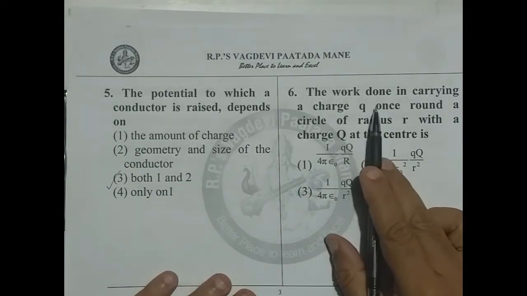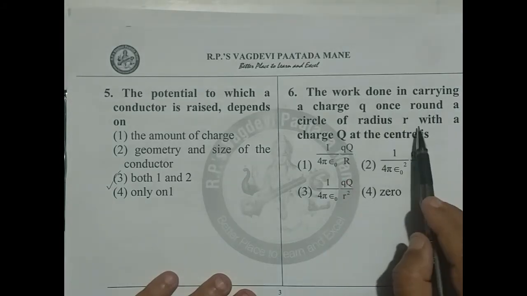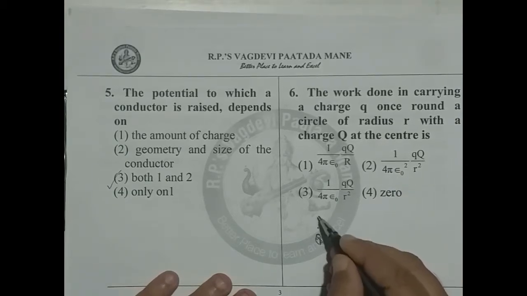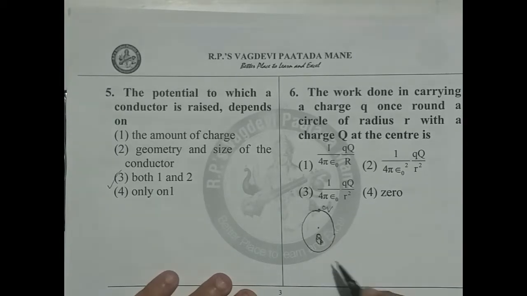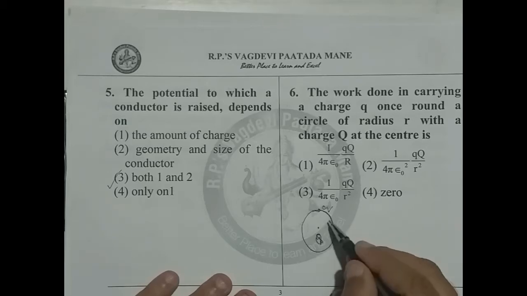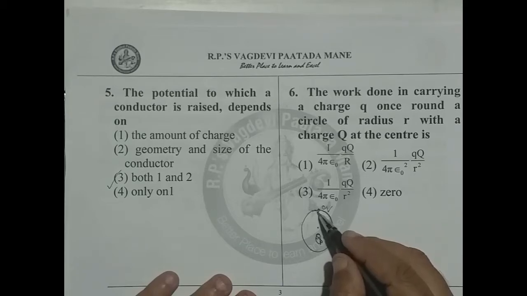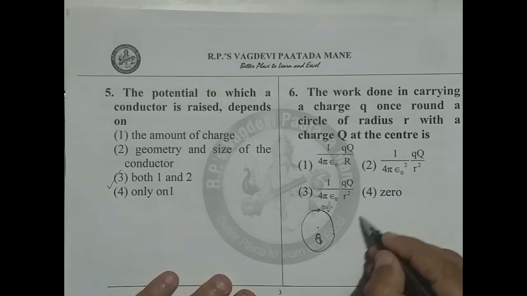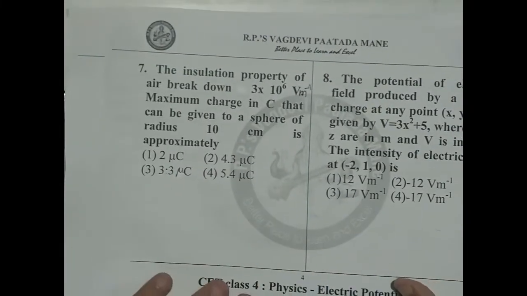Now going for this, the work done in carrying a charge q once round a circle of radius r with charge Q at the center. That is like this, Q at the center, and we have a circle on which a small charge q will go around. As the electrostatic force is a conservative force, the work done depends only on the initial and final position. As it moves on a circle, there is no work done. Therefore option 4 is correct. Work done is 0.